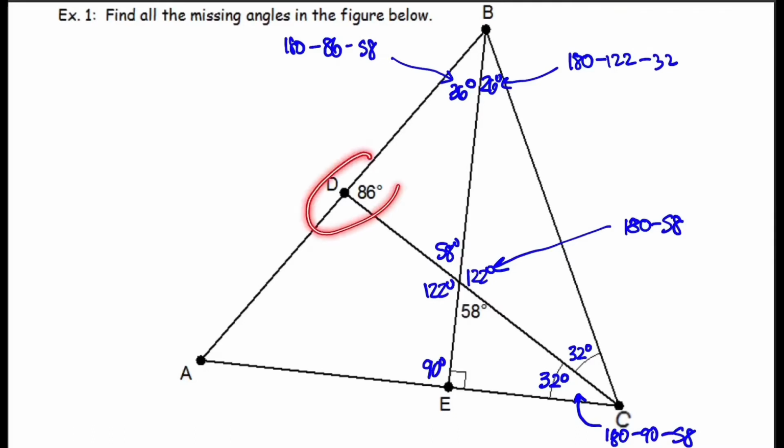And right here, again, I have supplementary angles. We're going to see this all year long. So if I want to find this angle here, I have to subtract that one from 180. So that's going to be 180 minus 86. That's 94. So now it looks like I've got every angle labeled except for this one.